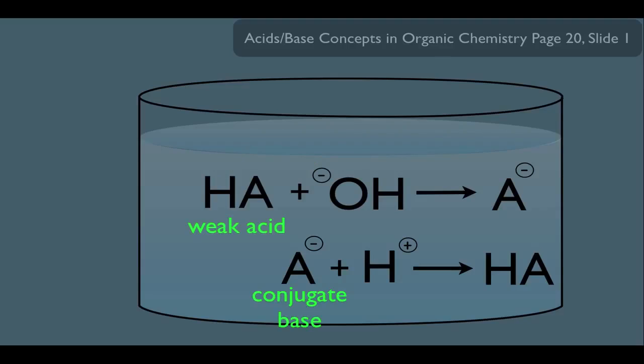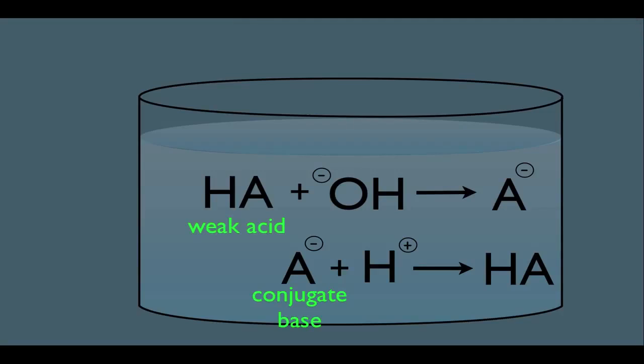Now keep in mind, buffers have a limit. It depends upon how much HA and A- you have in solution. For instance, if I keep adding a bunch of H+ and I run out of A- to combine with it, then at that point you have exhausted your buffer and the pH will now start to change.